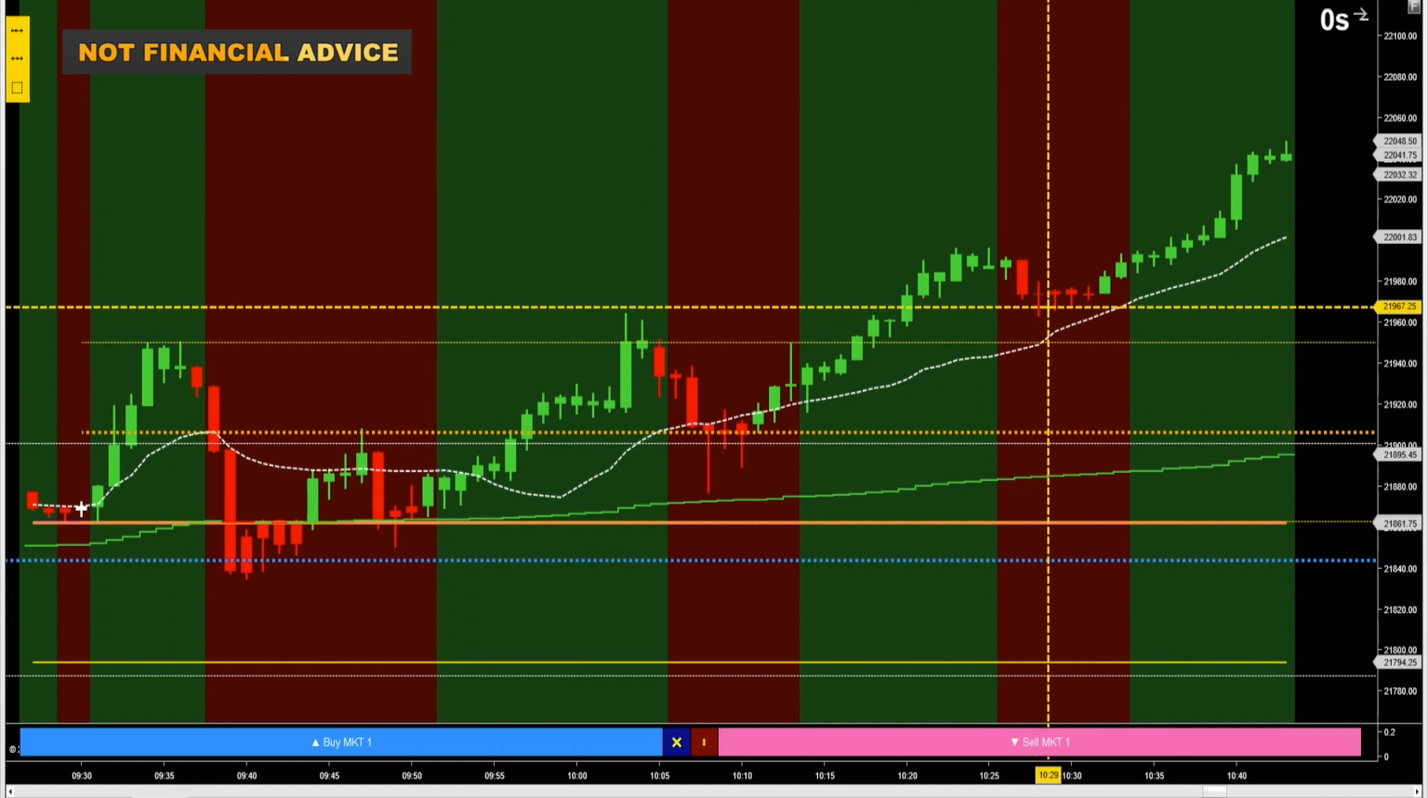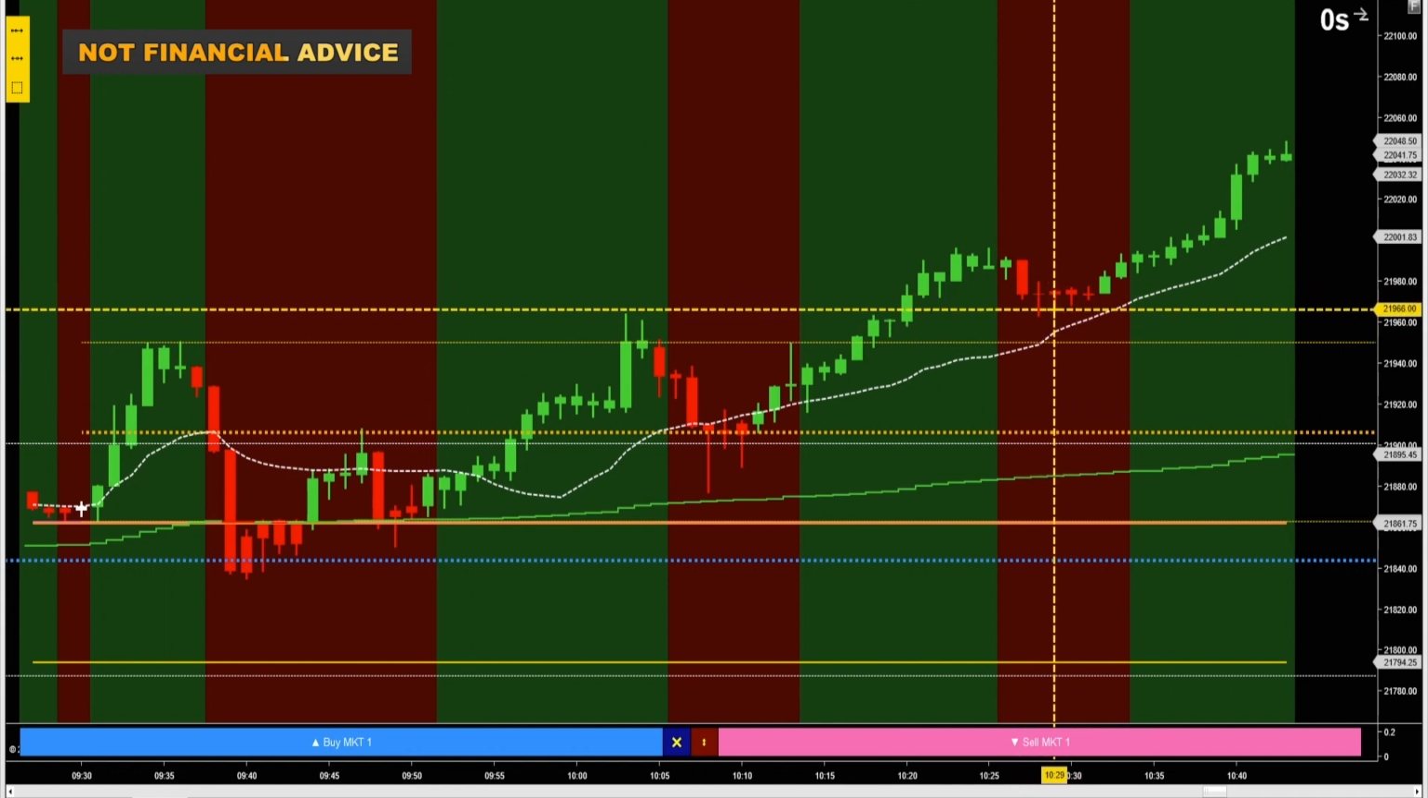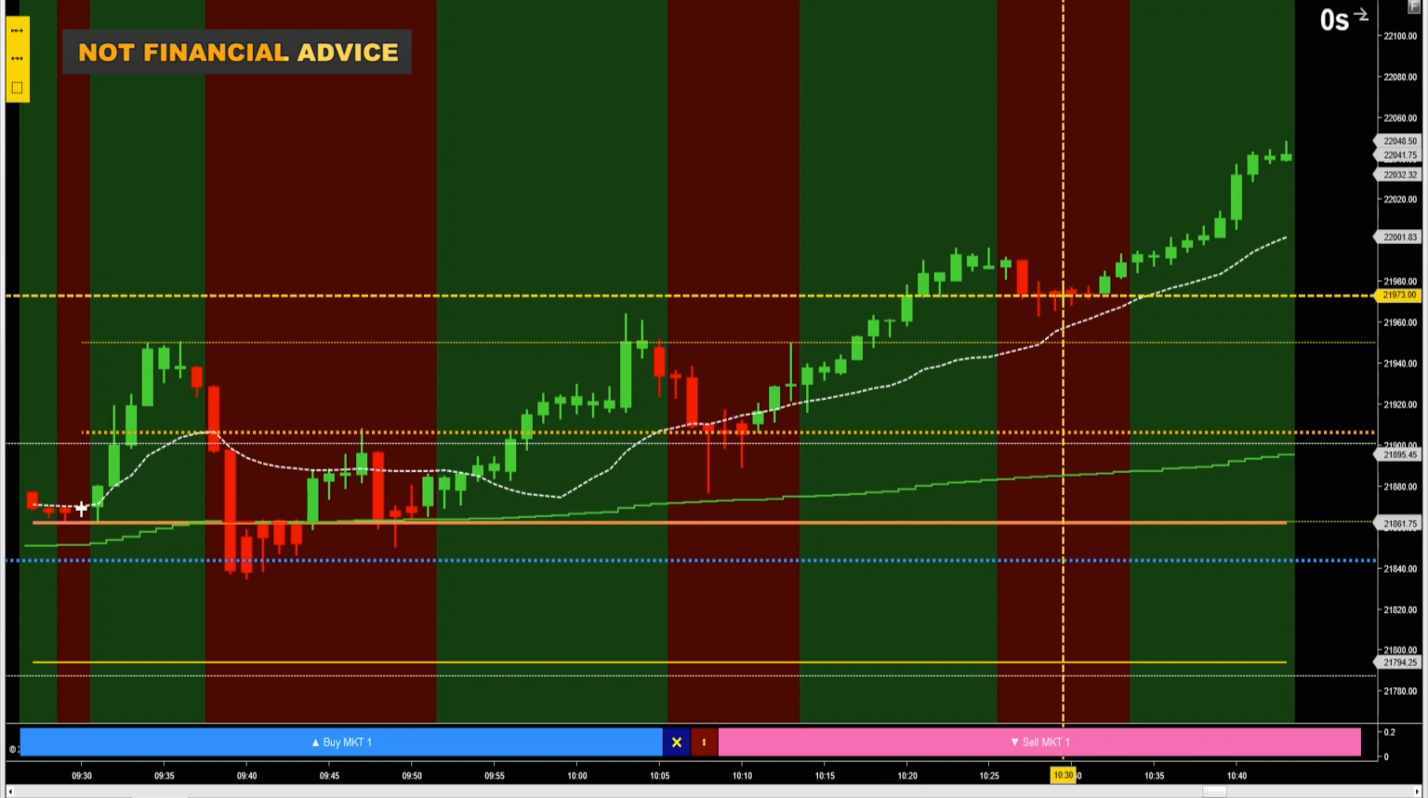For me, once I see these tiny little bodied candles with these bigger wicks on the bottom here, I would be hopping out of my trade. I like my trades to run pretty instantly. If they don't move right away, I usually hop out.